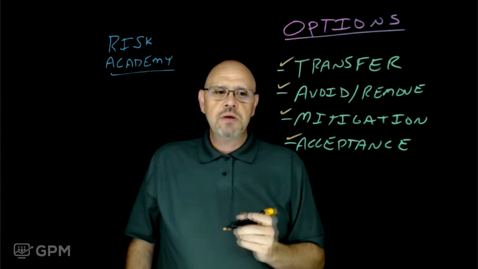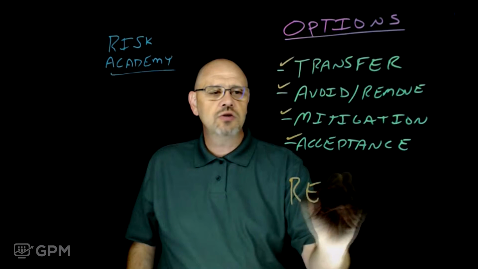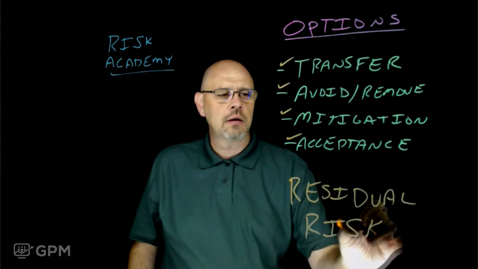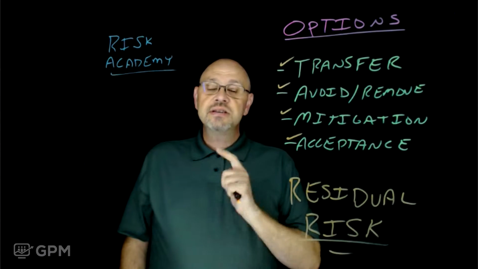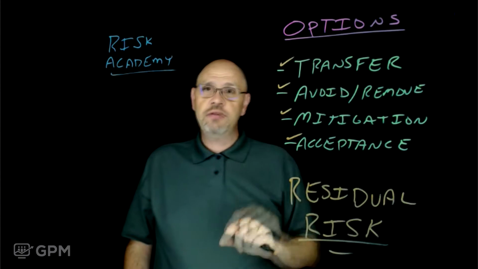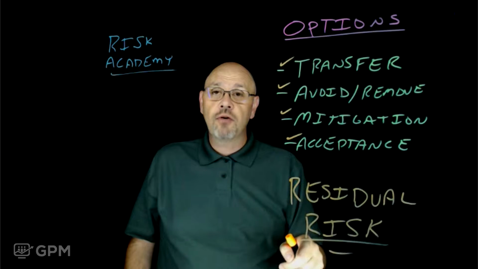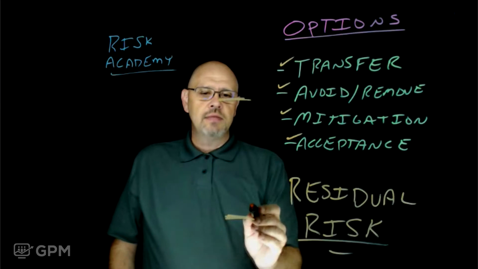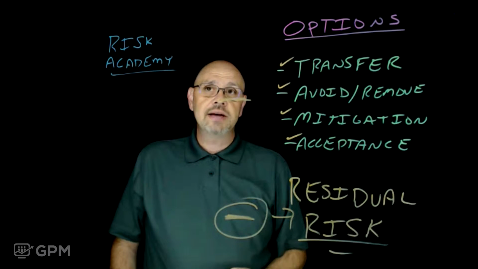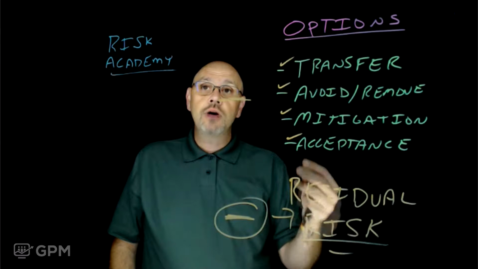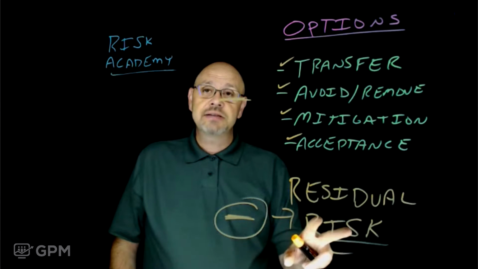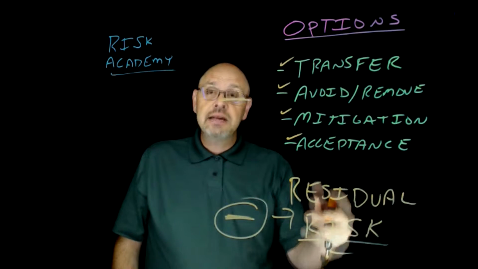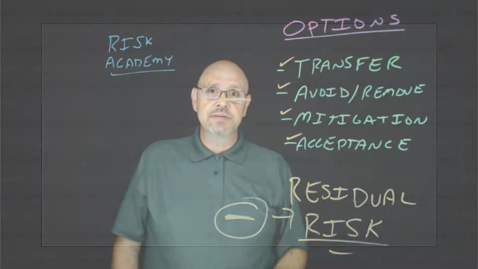One of the things you need to be aware of is a term called residual risk. This is what happens when you do one of these 4 things. This is what's left over. When I talk about going from a higher level to a lower level risk, this lower level risk is your residual risk. By the way, your risk never goes away. You've still got a risk. Residual risk is what is left after you do one of these 4 things. I'll explain it in a couple examples as we talk about these 4 options.